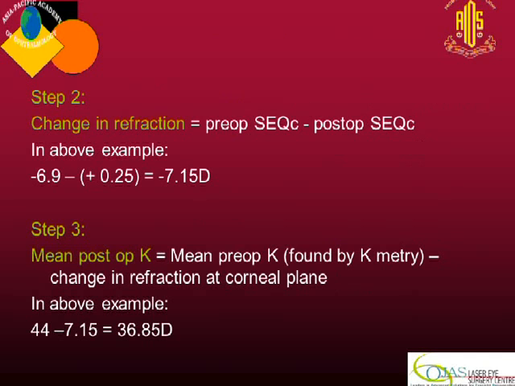So you have the second step where you have the change in the refraction, and then the mean post-op K is equal to the mean pre-op K that is found by keratometry, plus the change in refraction at the corneal plane. So you find that it comes to almost about 36.85 diopters.